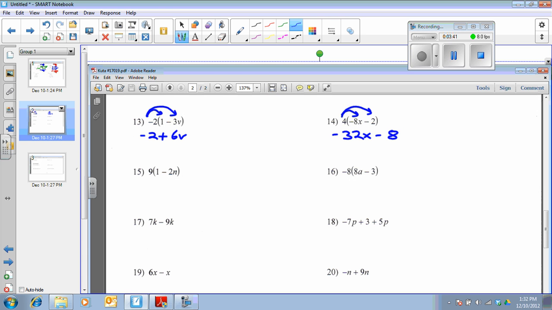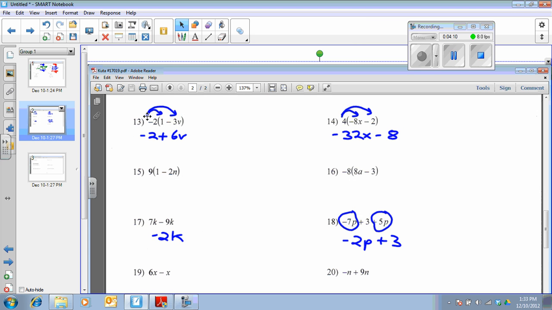I'm going to move down here a little bit. 17, 18, these are just combining like terms. Well, 7k and a negative 9k, they are like terms. When I put them together, I get a negative 2k. Remember, I'm just putting together the coefficient. When I look at problem number 18, it looks like a negative 7p and a positive 5p are the two like terms. So when I put those together, I get a negative 2p. And of course, the positive 3 goes with nothing, so I just leave it there. Those two terms can't be put together. They're not like terms. So remember, the center section of the handout is just either using the distributive property or combining like terms.